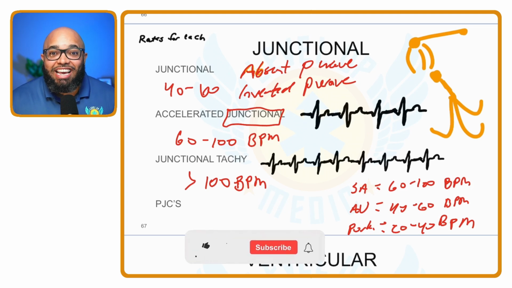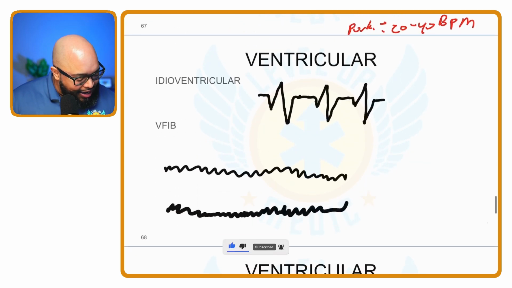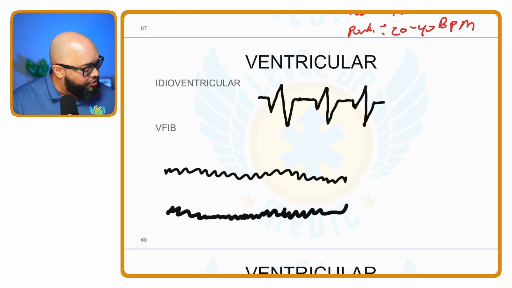Now we're going to get into ventricular rhythm. So I am now on page 68 of your workbook. All right, everybody with me? So we're going to go to page 68. We're down in the ventricles now.